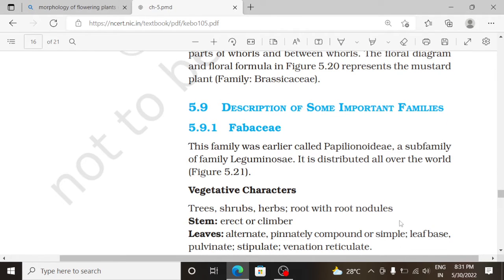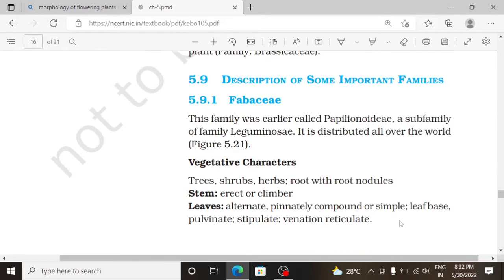Now, description of some important families. Fabaceae. This family was earlier called Papilionoideae, a subfamily of family Leguminosae. It is distributed all over the world.